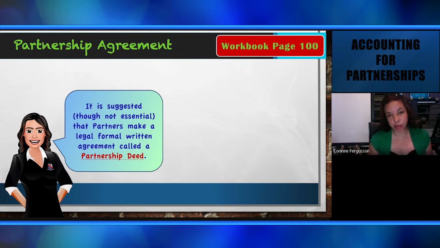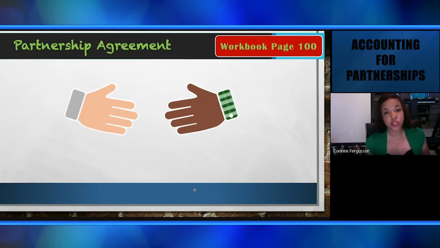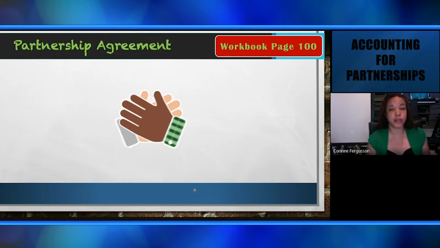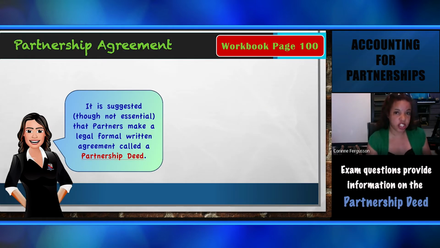As we said before, with the mutual agency, the partners are supposed to follow the rules of the partnership, the agreement of the partnership. So you should have a partnership agreement or a contract, and your exam questions actually give you what that agreement is. So they tell you what the partners have agreed upon.